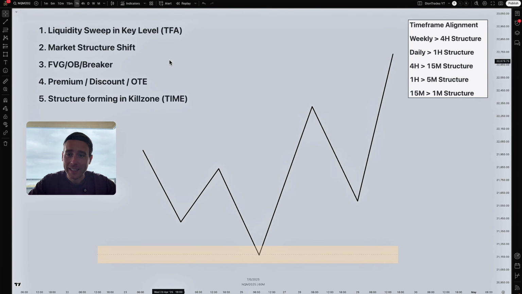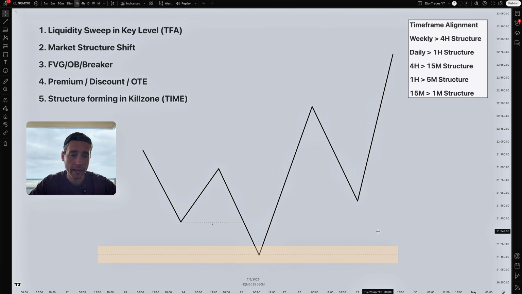So the first step in the checklist is a liquidity sweep in a key level. A liquidity sweep in this example is a swing low that's being run into a key level. A key level is an old low, old high, fair value gaps or blocks. Most of the time in this bullish example, I use an old low or a bullish fair value gap as my key level and use timeframe alignment with this.